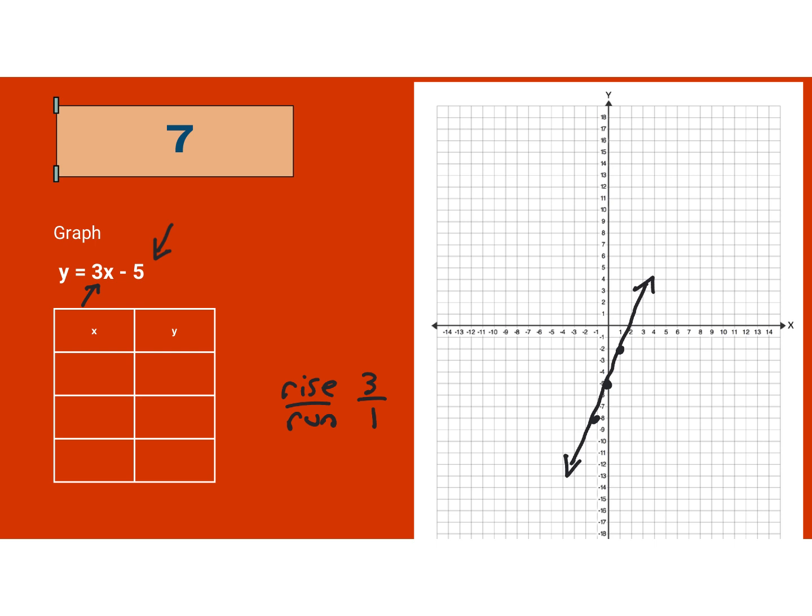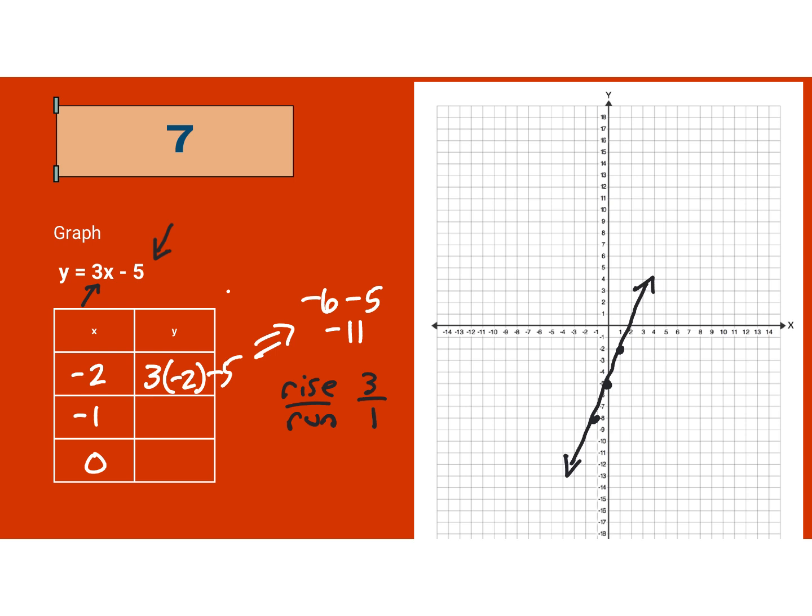And I'm going to say that I would pick the values of -2, -1, and 0. And I'll just do two or three of them to show you. So what I would do with those values is I would plug them in. 3 times the value I pick for x, which is -2, minus 5. So 3 times -2 would give me -6. Minus 5 would be -11. So my y value would be -11.